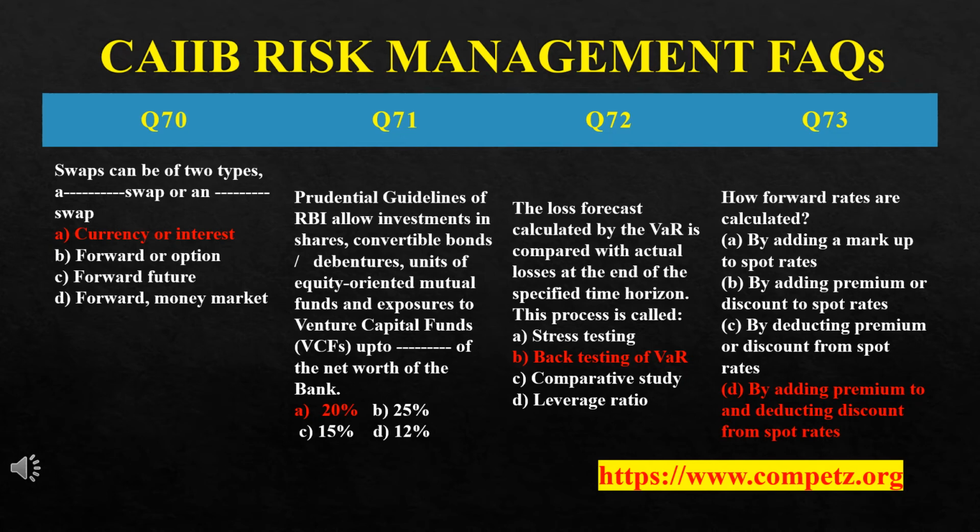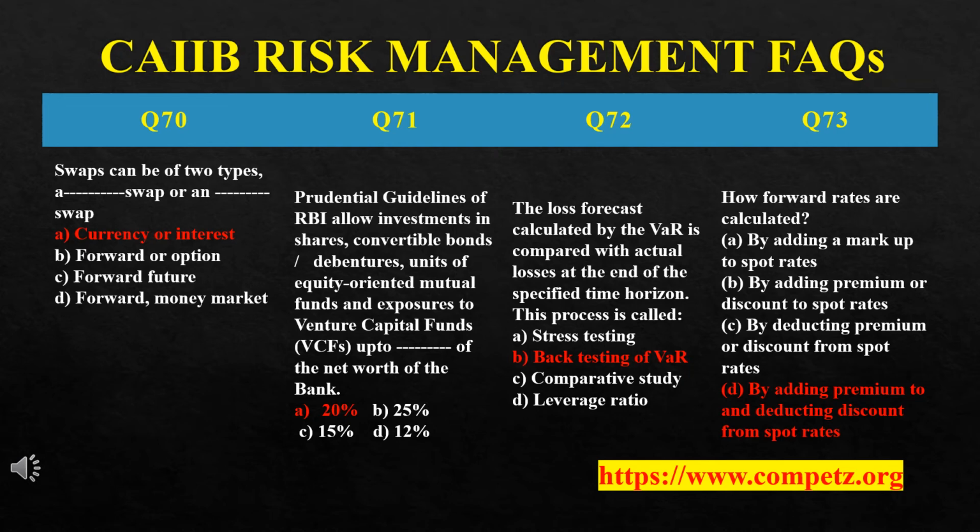So this process is called back testing. Why? Because back testing is simply a process of comparing the results predicted by a model. That is, the VaR model has predicted a loss forecast, and this result will be compared with the actual loss for a specific time horizon. That is called back testing. Back testing of VaR is the answer.